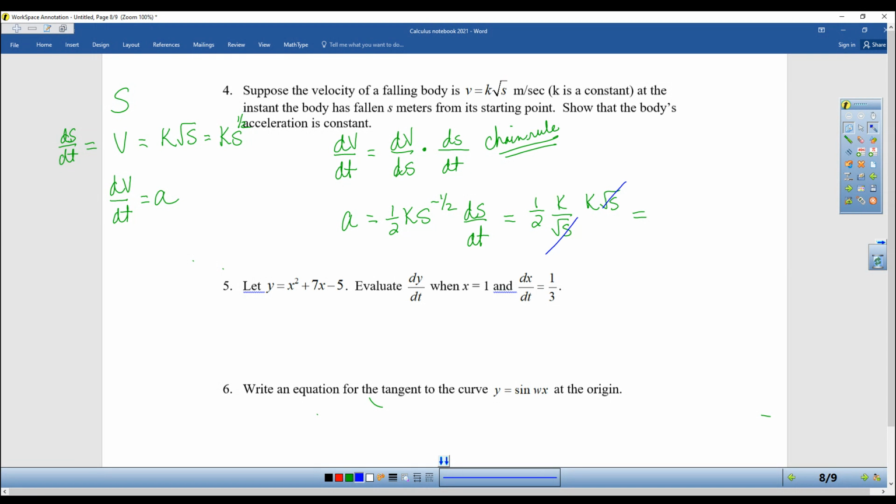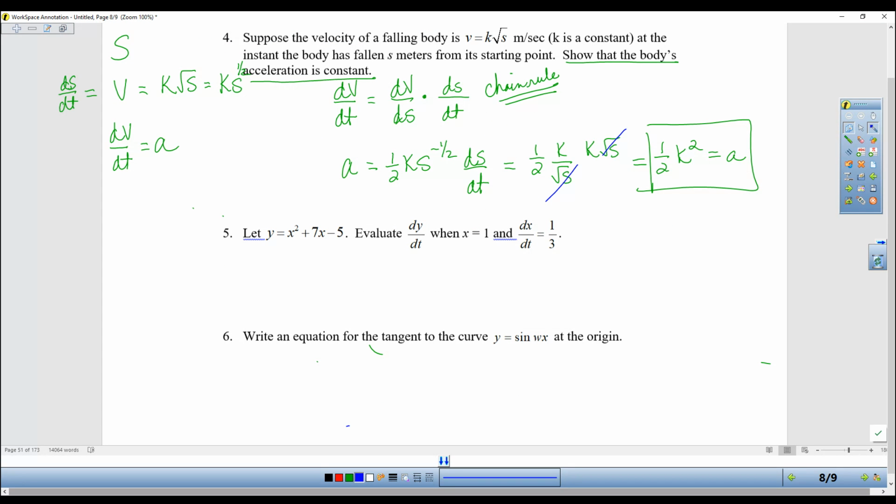My square roots of s cancel, and you get 1/2 k squared. k is a constant, and it's being multiplied by a constant, so it is a constant. Show that the body's acceleration is constant. I did it. If you're even a little bit thinking, I never could have done that, you will, I promise.